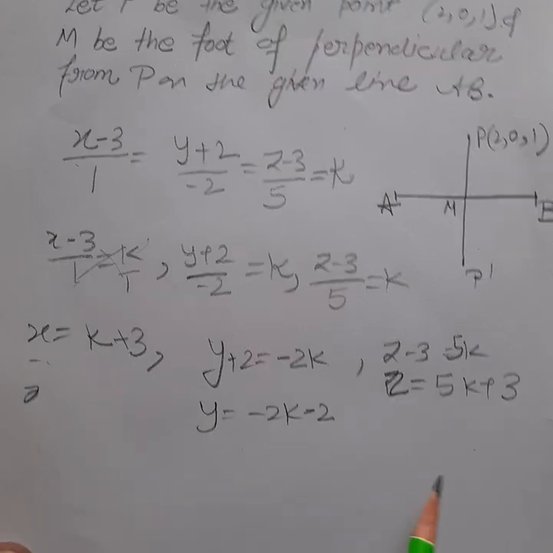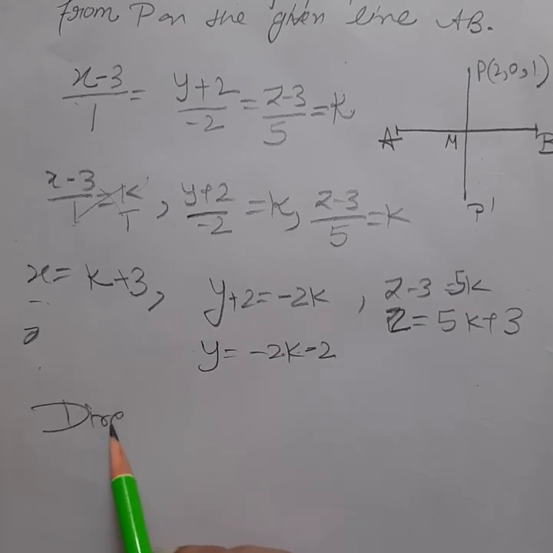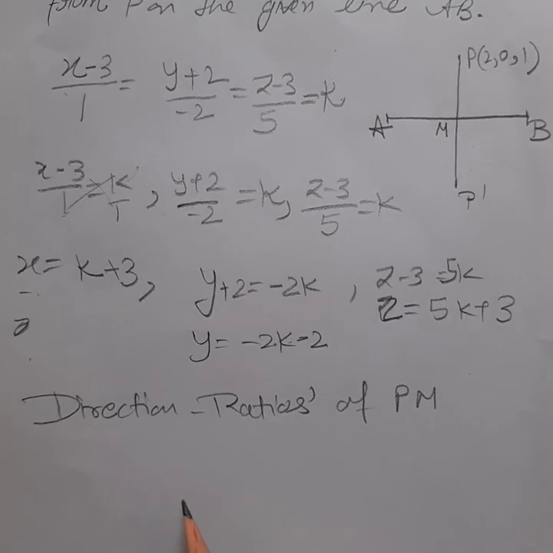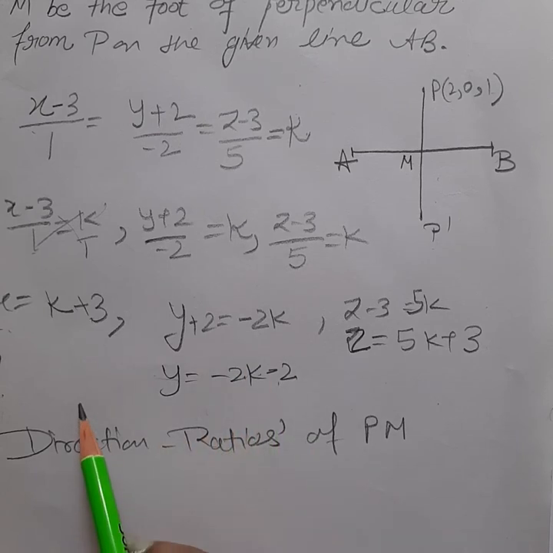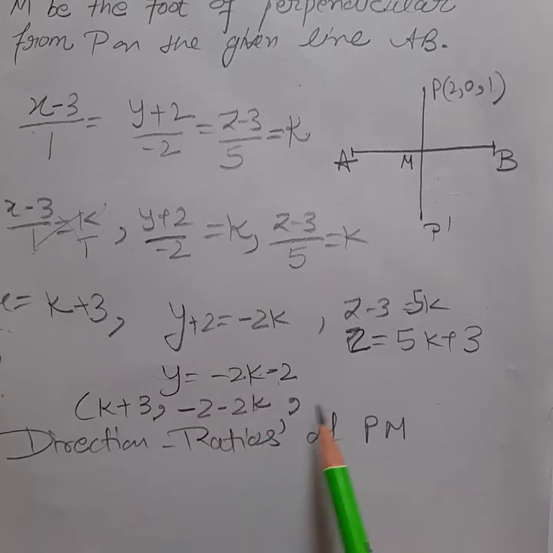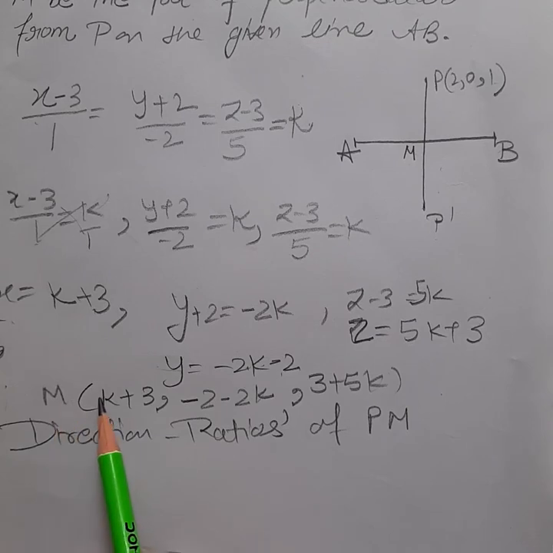Okay. Now students, how can we solve it next? Now to find the value of k, we have to find the direction ratios of PM. How can we find the direction ratios? For this students, let me take the point M like this. You can write it as (k plus 3, minus 2 minus 2k, 3 plus 5k). So students, this is the point M.